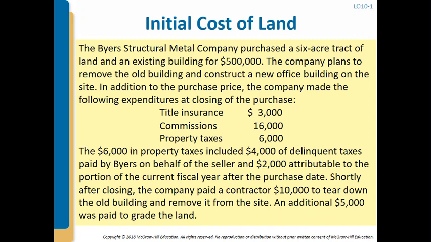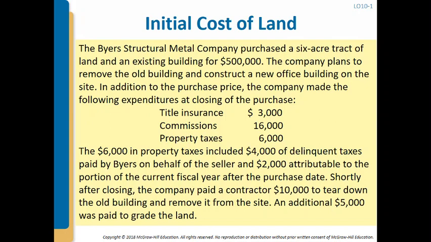All right, so here we have an example. Buyer's Structural Metal Company purchased a 6-acre tract of land and an existing building for $500,000. Company plans to remove the old building and construct a new office building on the site. In addition to the purchase price, the company made the following expenditures at closing of the purchase. So title insurance, commissions, and property taxes certainly are all things that would be expected, and you capitalize those.